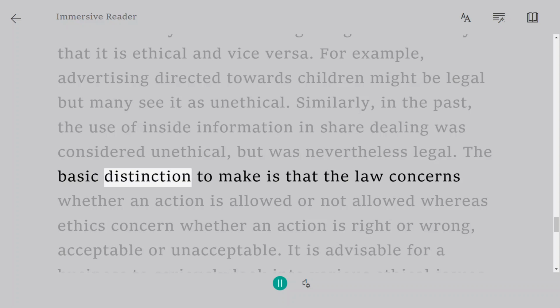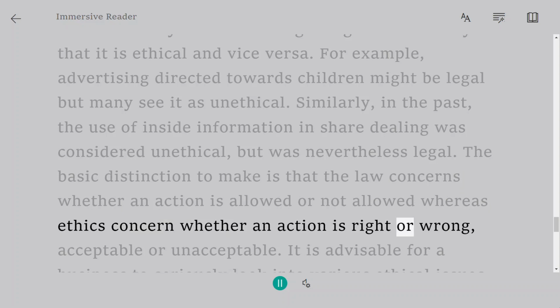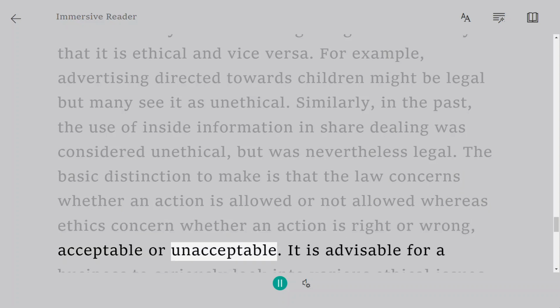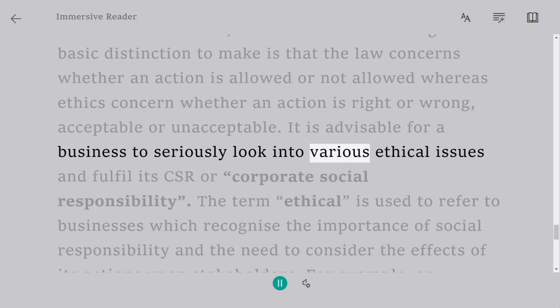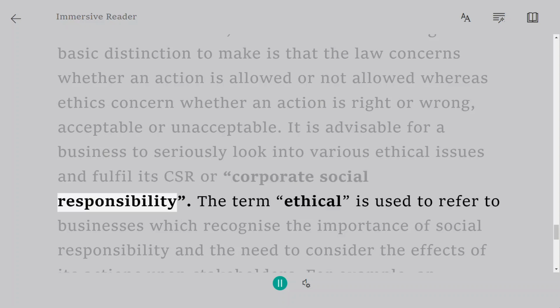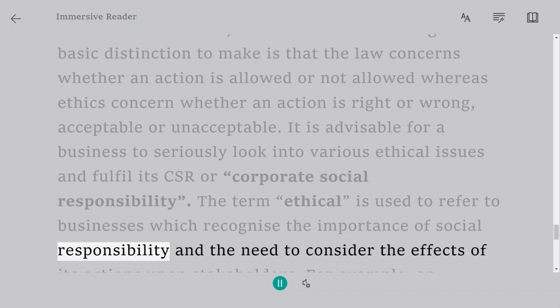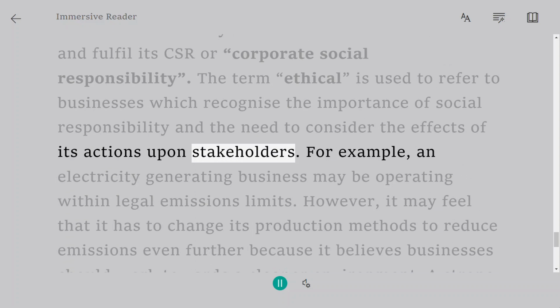The basic distinction to make is that the law concerns whether an action is allowed or not allowed, whereas ethics concern whether an action is right or wrong, acceptable or unacceptable. It is advisable for a business to seriously look into various ethical issues and fulfill its CSR, or corporate social responsibility. The term ethical is used to refer to businesses which recognize the importance of social responsibility and the need to consider the effects of its actions upon stakeholders.